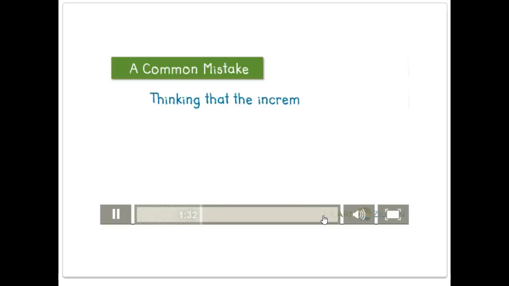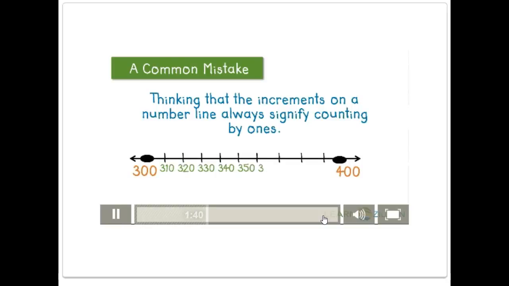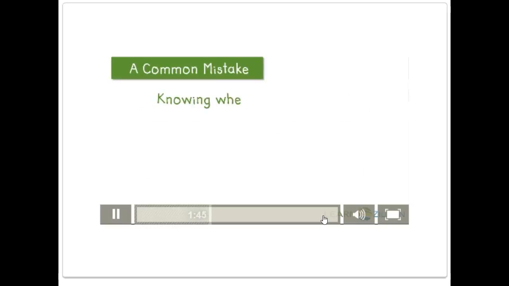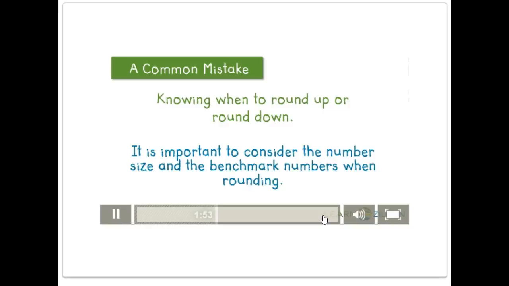A common mistake that many students make is thinking that the increments on a number line always signify counting by ones. But as you can see with this number line, the increments show counting by tens. Another common mistake is knowing when to round up or round down. It is important to consider the number size and the benchmark numbers when rounding.